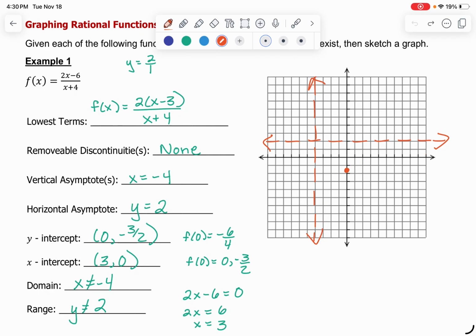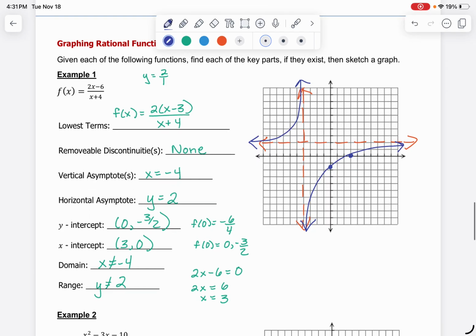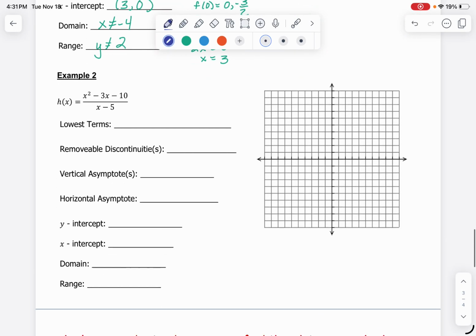I'm actually going to do the graph in a different color. So 0, -1.5, and 3, 0. Your function is going to go through these 2 points, and it's going to approach but not touch your asymptotes. So I have one branch here, and then what we know from the previous examples is that the other branch is going to be in kind of this opposite quadrant. Okay, so this is a rough sketch, and that's good enough. All right, we're going to do one more together.